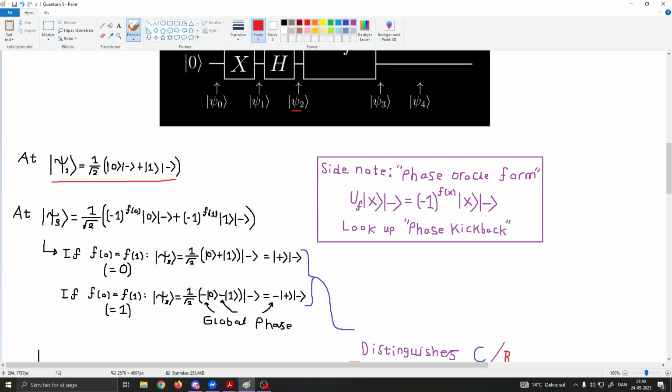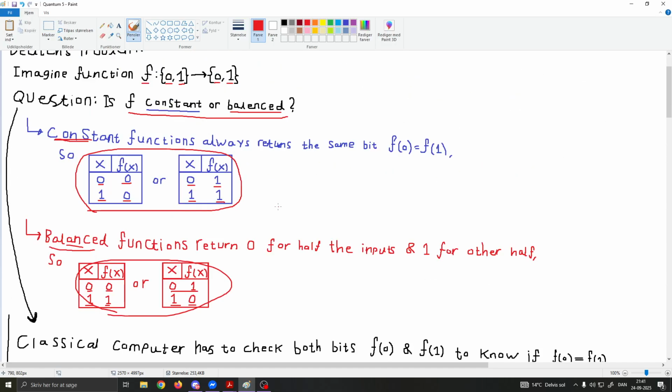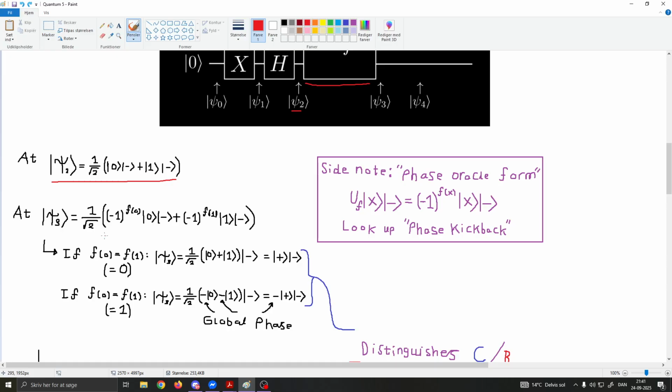Now, once you're in this state, you apply this black box unitary transformation. This is basically the function doing its thing. It allows us to distribute the function into both of these terms because unitary transformations in quantum mechanics behave linearly. So we're allowed to put the unitary in here and in here, and it allows us to rewrite the state psi 3 in this form.